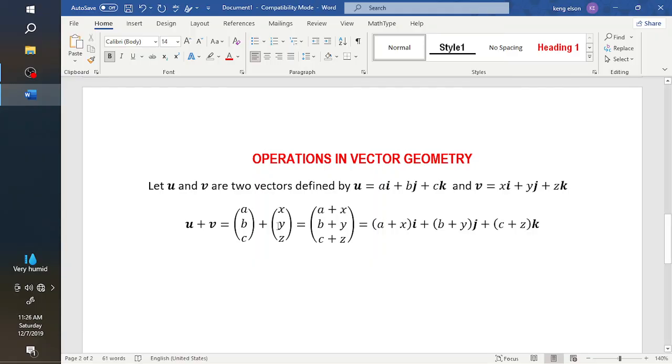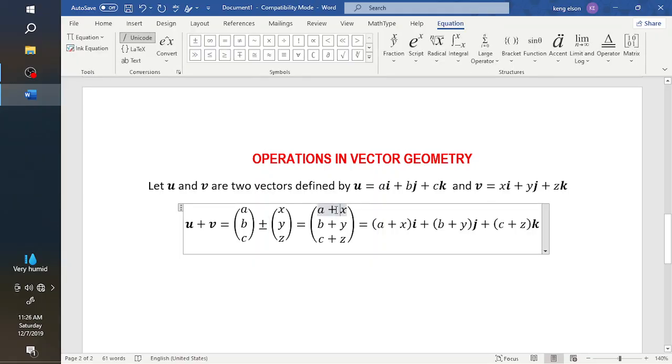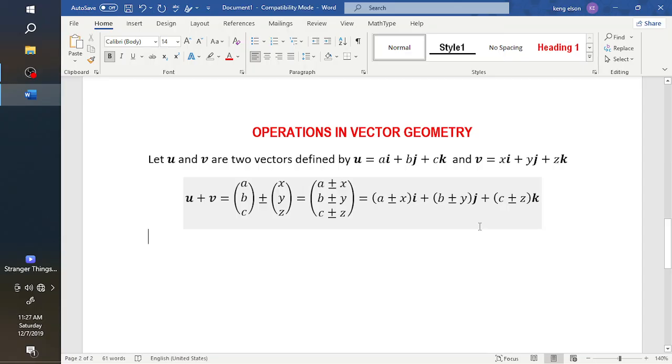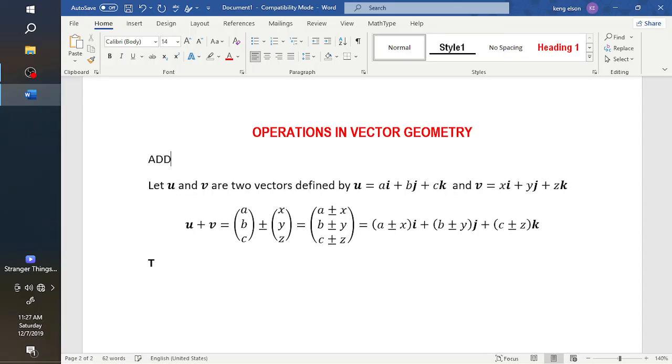The same thing happens if we are subtracting the vectors. So let me just put plus or minus there, plus or minus here, plus or minus. In the case we are adding, we use plus. In the case we are subtracting, we use minus. So that is it. So under the first operation, we are looking at addition and subtraction of vectors. Now let's look at the various types of vectors.